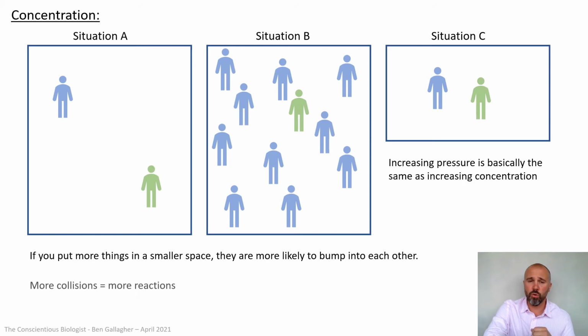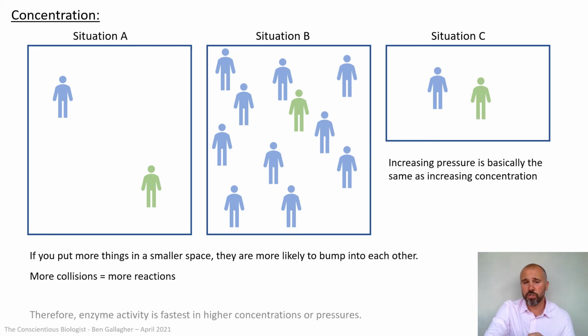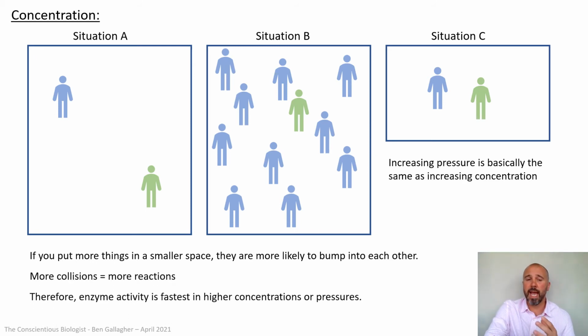Okay, they're more likely to bump into each other. More collisions means more reactions. So any enzyme activity is fastest at high concentrations and high pressures. It's why in lots of industrial processes they do it under pressure, because it makes it go faster.